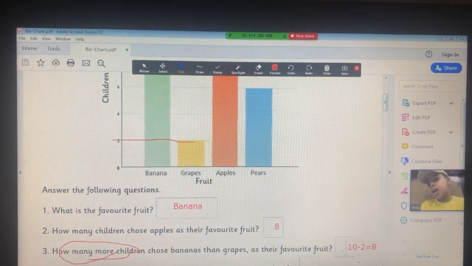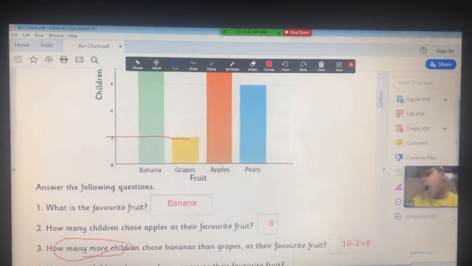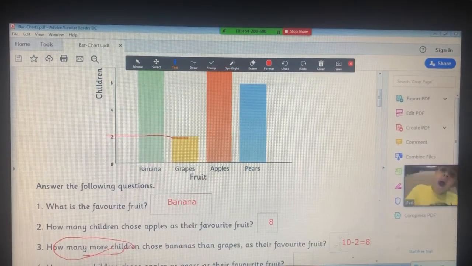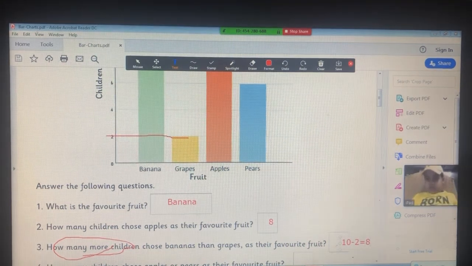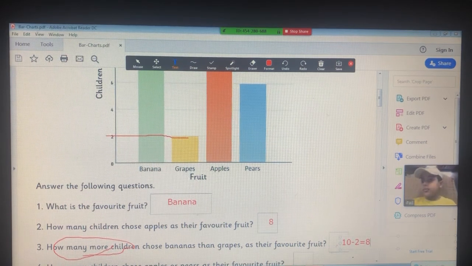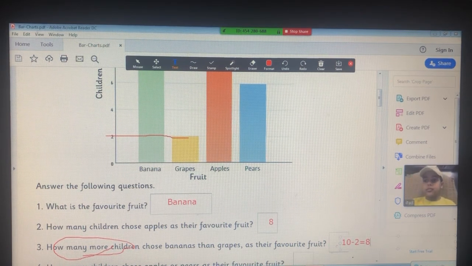Remember, when you read, you have to think before you answer. What do you mean by how many more or how many less? It means he needs me to subtract, not to add. But if he tells me in all or all together, that means I'm going to add. If he tells me how many children chose banana and grapes all together, here you will add or subtract?